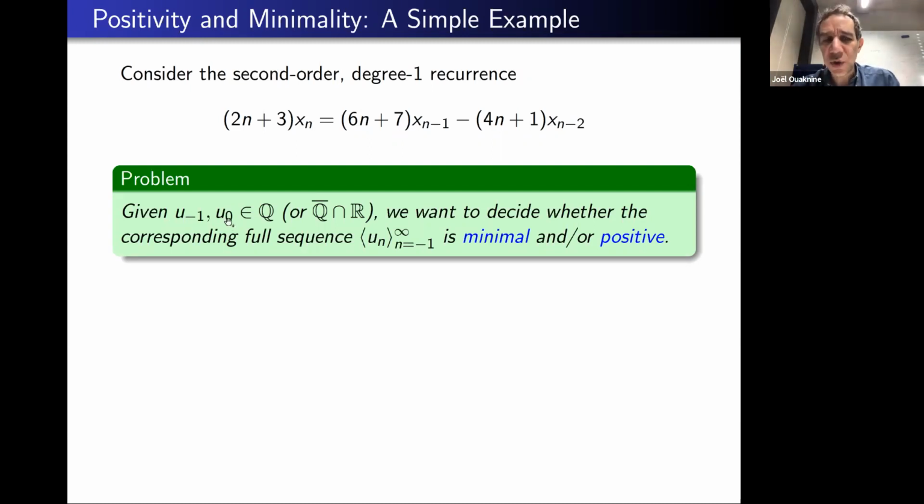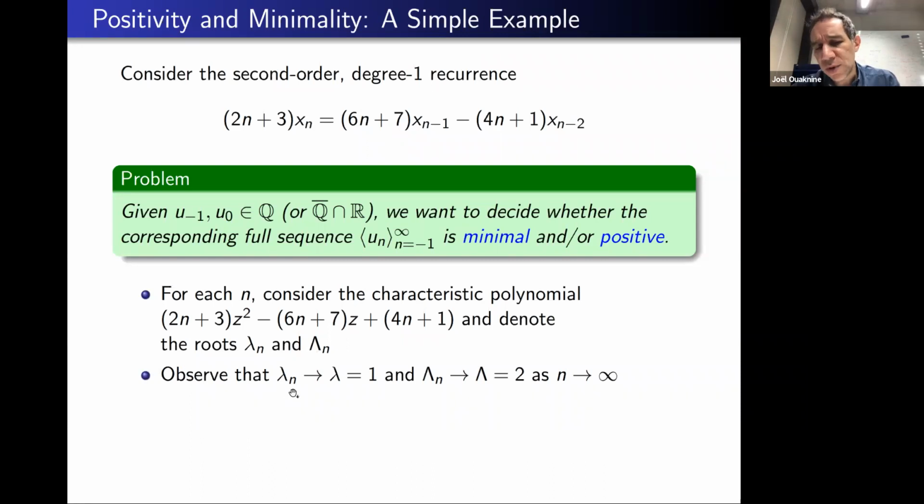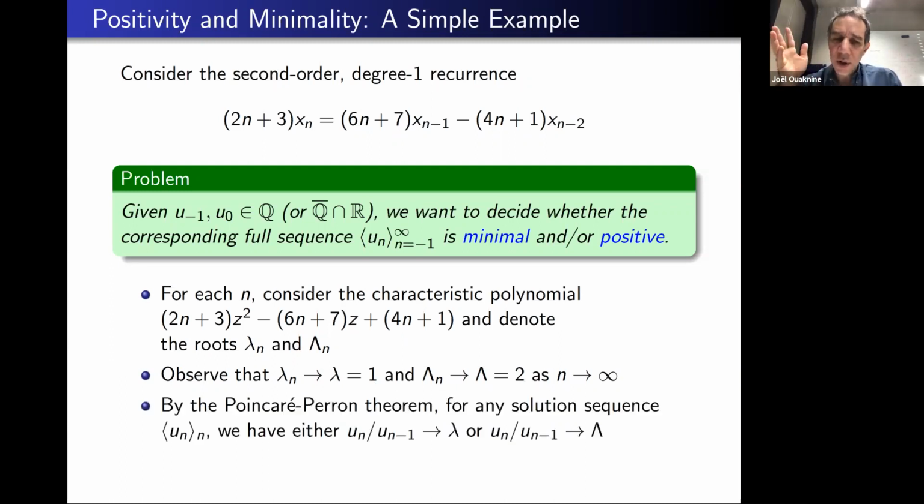So given two initial numbers, u_{-1} and u_0, let's say they're rational or real algebraic, we want to decide whether the full sequence is minimal or whether the full sequence is always positive. These are the kind of questions we want to decide. And so here's how we would proceed. For each n, you can build a characteristic polynomial, and calculate the roots, little lambda n and big lambda n. Then you can show that the little lambda n tend to 1 and the big lambda n tend to 2. And now there is this classical Poincaré-Perron theorem that says, look, it's a completely general theorem.